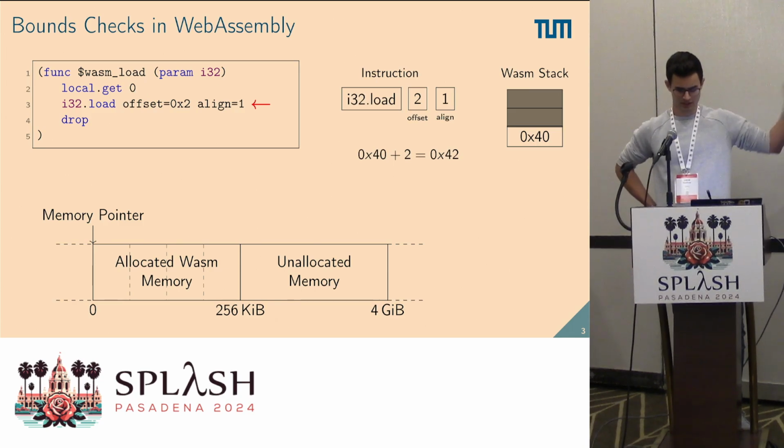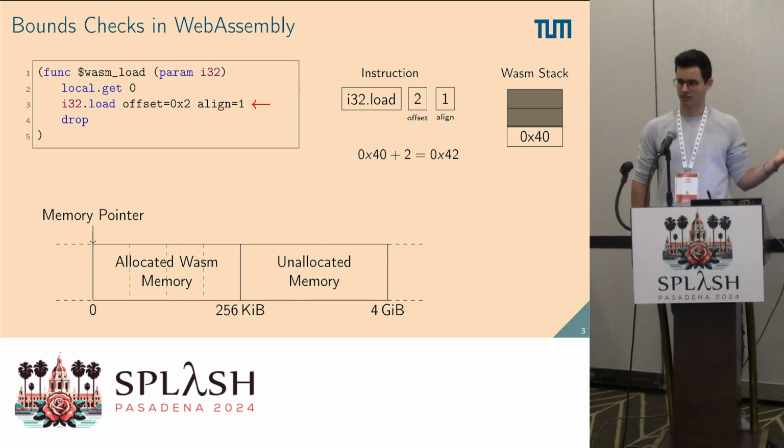This load instruction is a 32-bit integer load, and we can also specify an offset and an alignment. The alignment can be ignored for now. The offset is very important because it is a separate 32-bit integer encoded into the load instruction, which is added to the immediate pulled from the stack. So in this case, we take the 0x40 and add the 2 as the offset to get our whole address that we want to access in the WebAssembly memory.